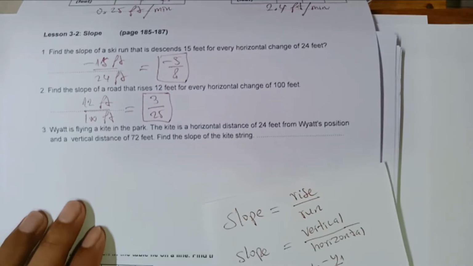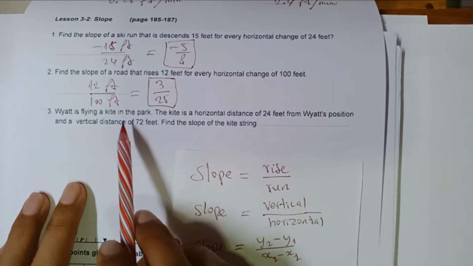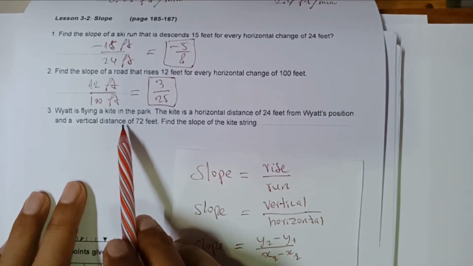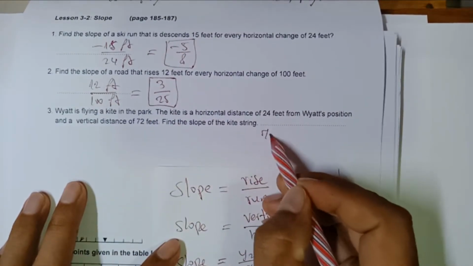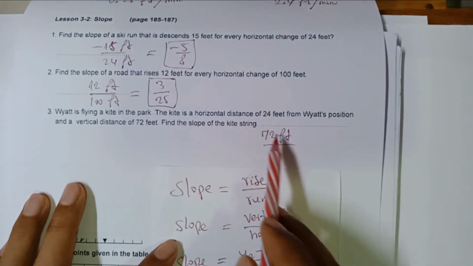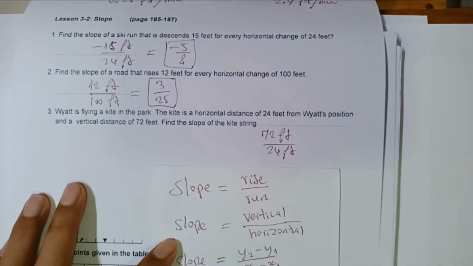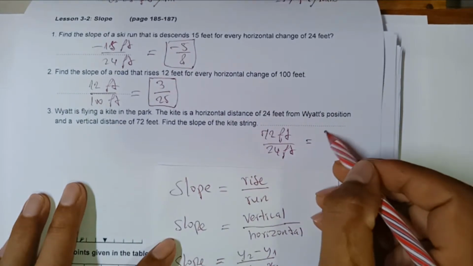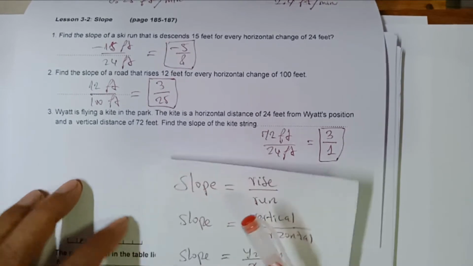Number 3. For number 3, we have a vertical distance of 72 feet over the horizontal distance, which is 24 feet. If you simplify 72 with 24, that gives you 3 over 1. So the slope here is 3 over 1. Let's continue.